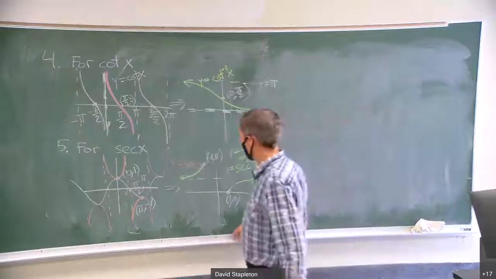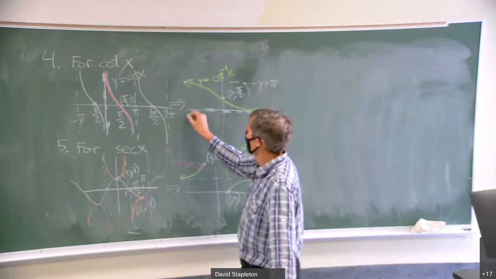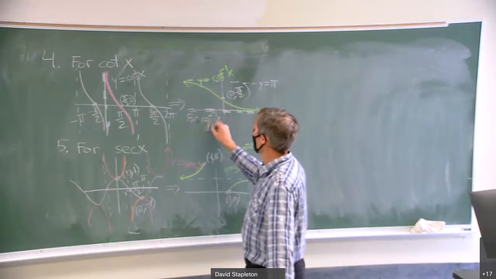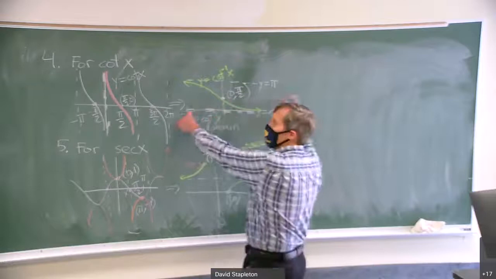For arc cotangent, what's the domain? Well, it goes as far as you can go in both directions. You can put in any x and there's a y value. So the domain is all real numbers again.